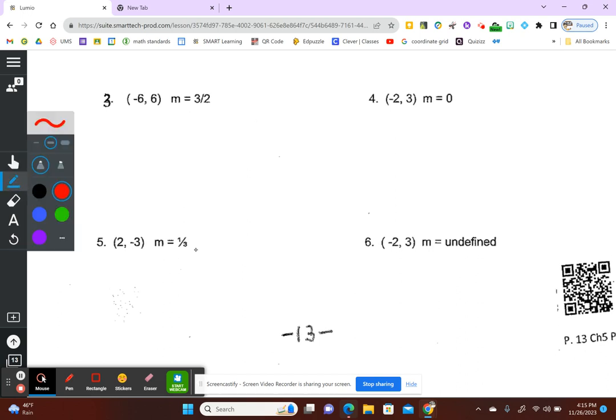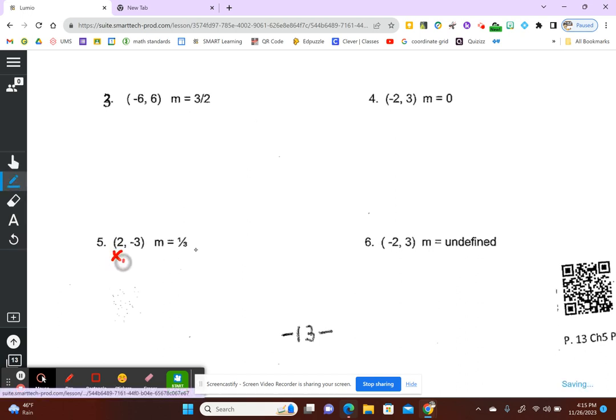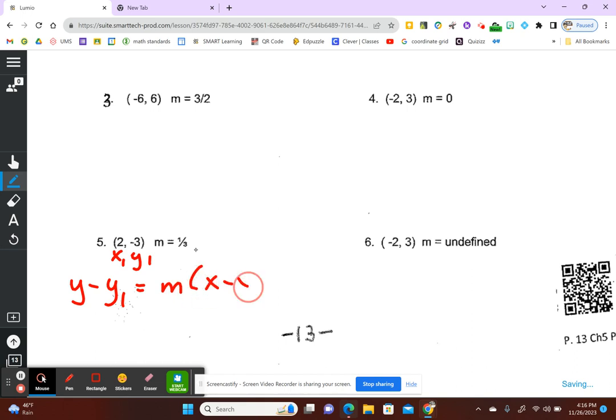So I'm going to do 5 and 6. I'm going to label this x sub 1, y sub 1. I'm going to say y minus y sub 1 equals m times x minus x sub 1. I get y minus negative 3 is y plus 3 equals 1/3 times x minus 2.